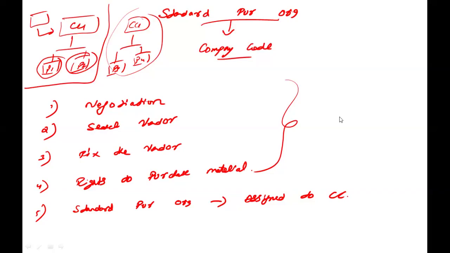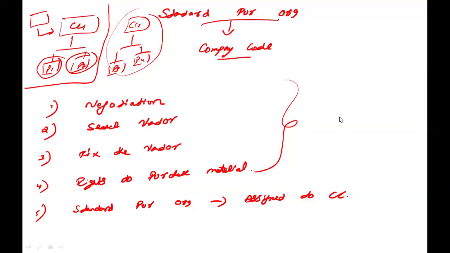And the company code means it is only responsible for that specific company code. This purchase organization is also going to do the same thing. They can also do the negotiation. They can also find the vendors in the market. They can fix the vendors in the market. But the only difference is the reference purchase org cannot buy the material, but this standard purchase org, or the company code specific purchase org, can buy the material.